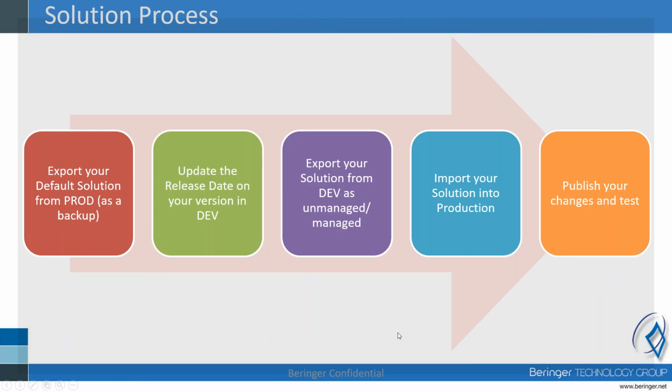As far as our solution process, the first thing that you always want to do before you deploy a solution into your production environment is go into production and export your default solution just as a backup. Then you want to update the release date on your version in dev. You want to export that solution from dev as managed or unmanaged based on your organizational structure. Import that solution into production, and then publish your changes and test.